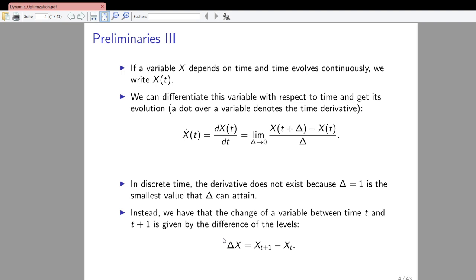So in discrete time, the change of the variable between two time periods is x_{t+1} minus x_t. So that's the difference operator then. And we cannot take the derivative with respect to time because this definition for the derivative cannot be obtained.